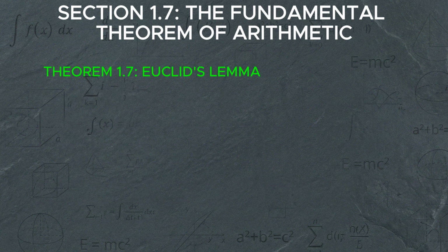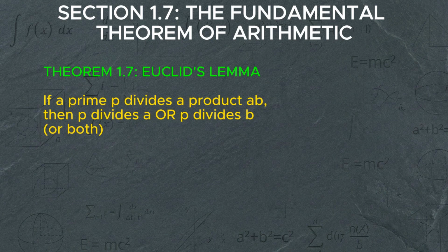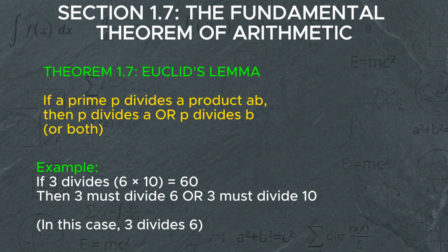Now, we can state Euclid's lemma, Theorem 1.7. This is the atom smasher. It says, if a prime p divides a product a times b, then p must divide a, or p must divide b, or both. Let me give you an example. If 3 divides the product 6 times 10, which is 60, then 3 must divide either 6 or 10. In this case, 3 divides 6. The prime cannot magically appear in the product without being present in one of the factors.